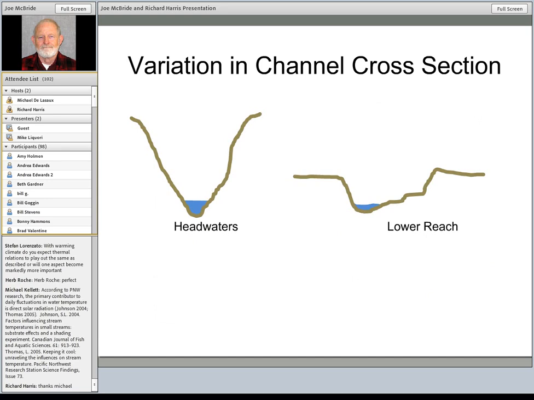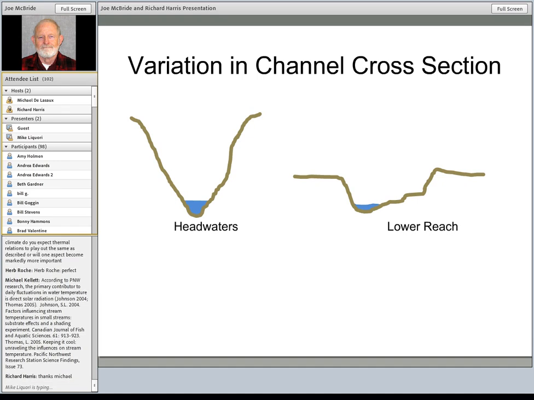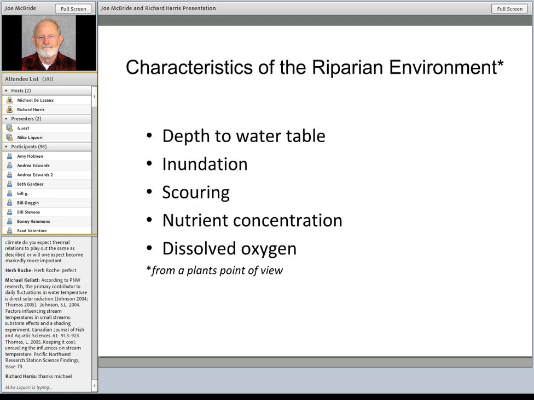Of course, there's a lot of variation in these channel cross-sections depending on whether we're up in the headwaters or into the lower reaches. Headwater streams tend to have very narrow cross-sections as opposed to the cross-sections that we would find in the lower reaches of streams. The riparian zone, as a result, is relatively narrow in these headwater streams as opposed to the situation further down in the streams.